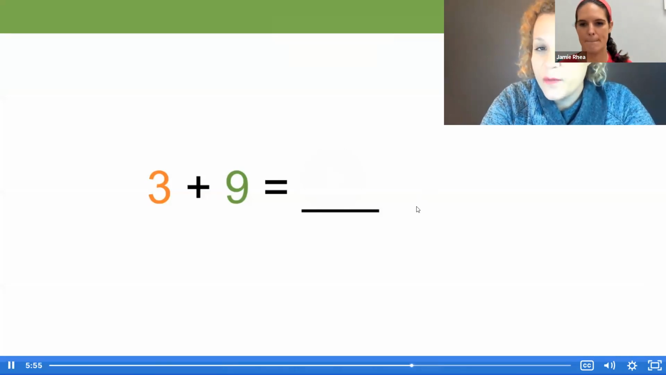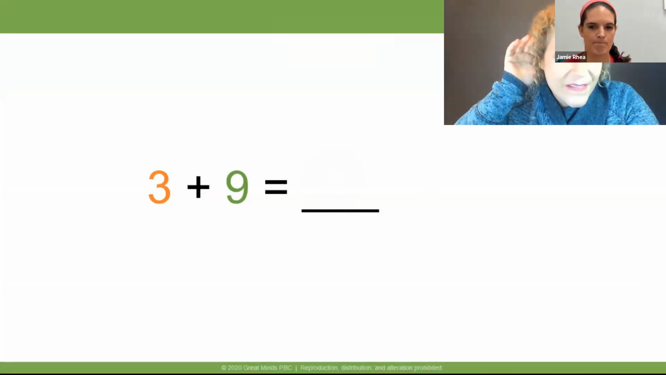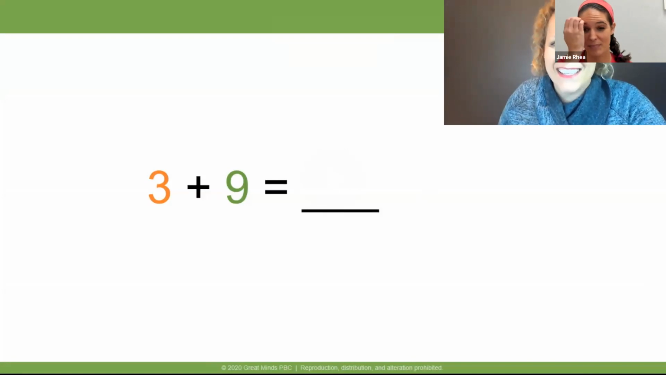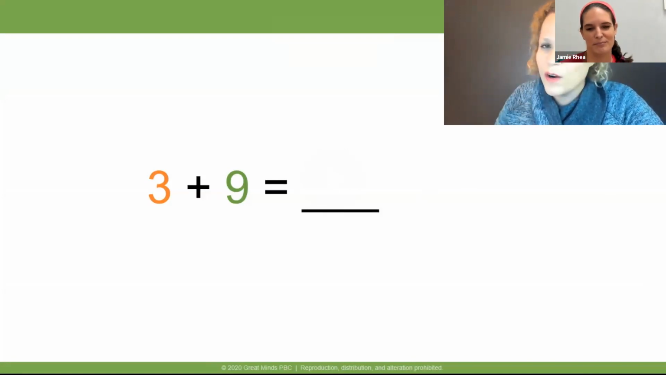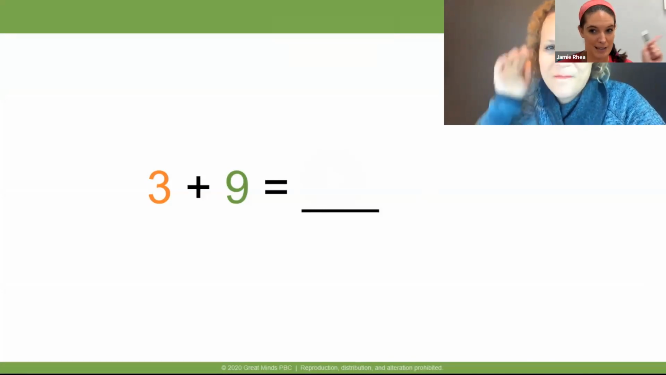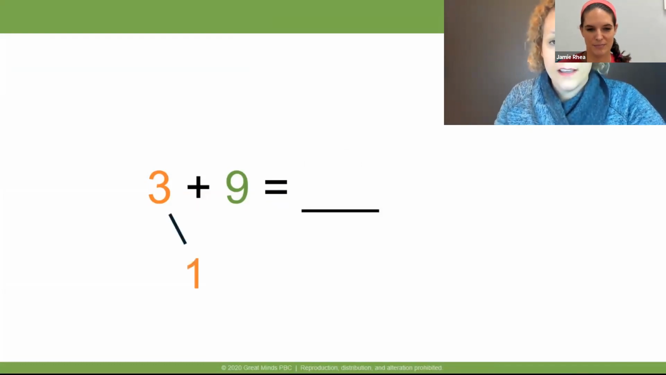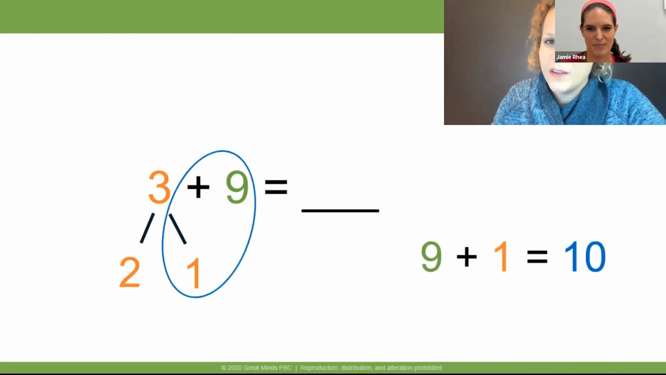Which add-in do you think would be the most efficient to make 10 with? I think the 9. It's really close to 10. How much does 9 need to make 10? 1 more. And where are we going to get that 1? We're going to get it from our 3. So all we have to do is take out 1 from the 3, which will leave us with 2. And now we can add 9 plus 1, which equals 10.